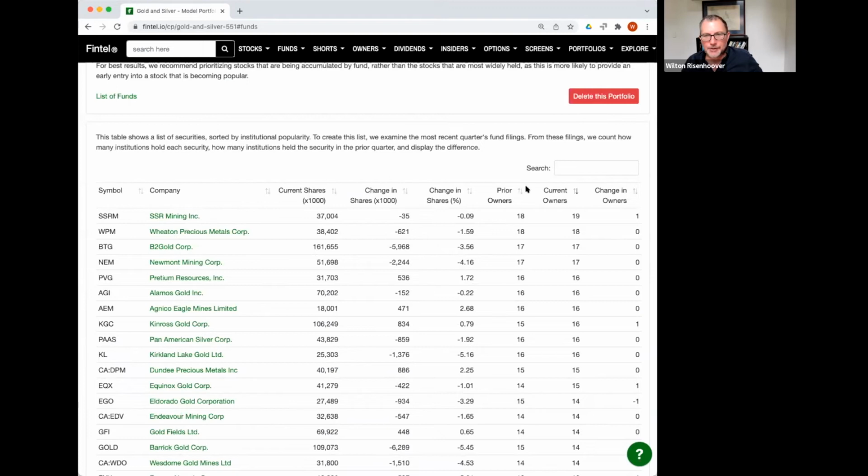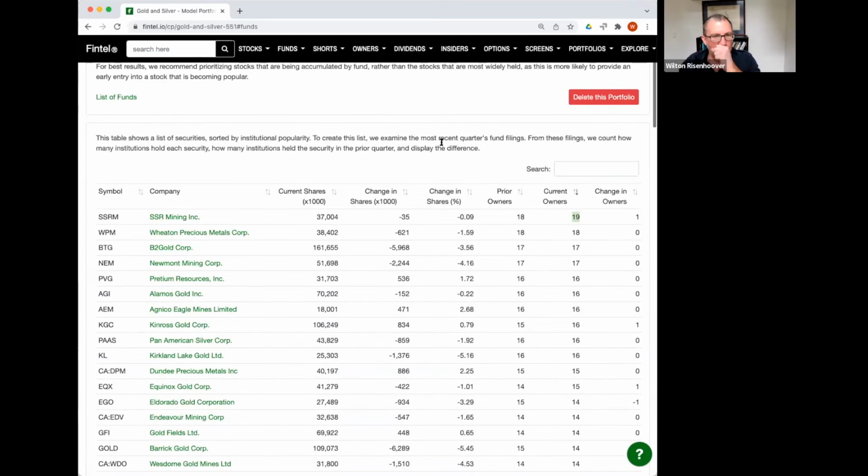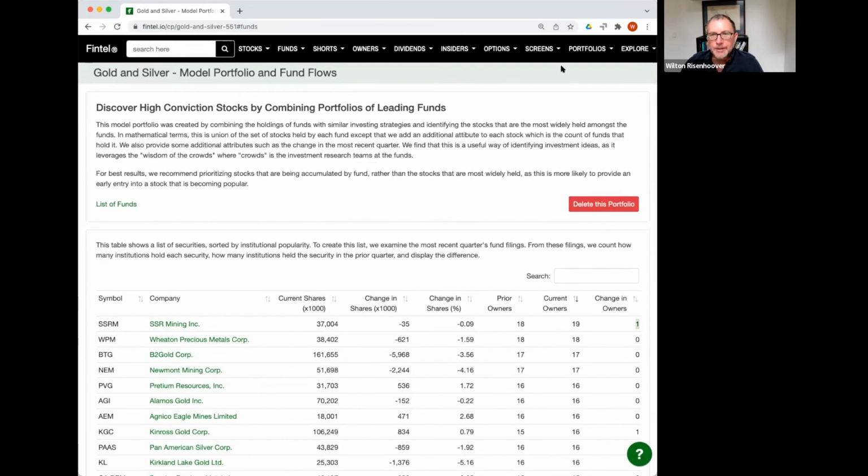The company that has 19 owners is SSR Mining. I don't know who SSR Mining is, but obviously 19 of our funds all have a position in SSR Mining, which would suggest to you that they find something interesting in this company. And it's added one owner in the last quarter. Okay, questions so far?